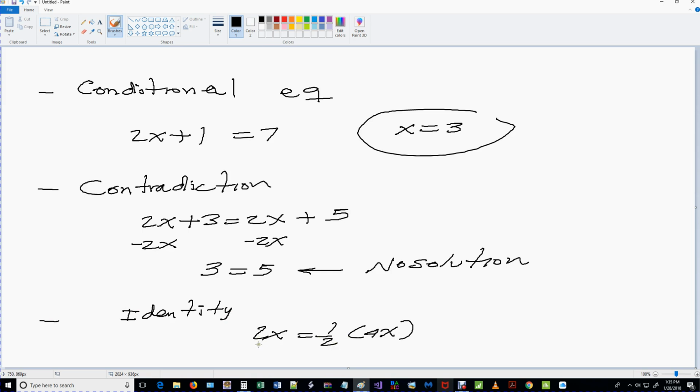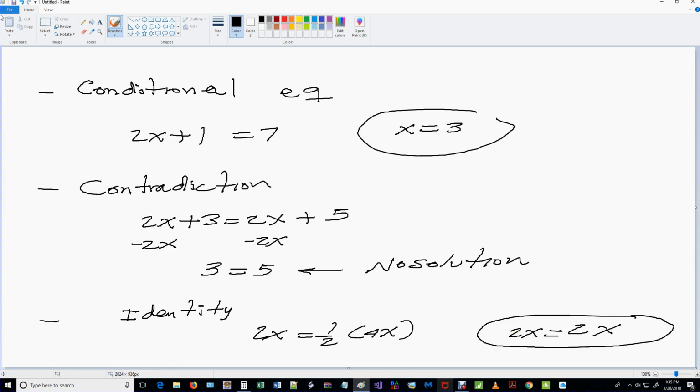This is true always because on the left side you get 2x, and on the right hand side, if you simplify, you get 1/2 of 4x, 2x. And this is always true. That's called identity. All right.